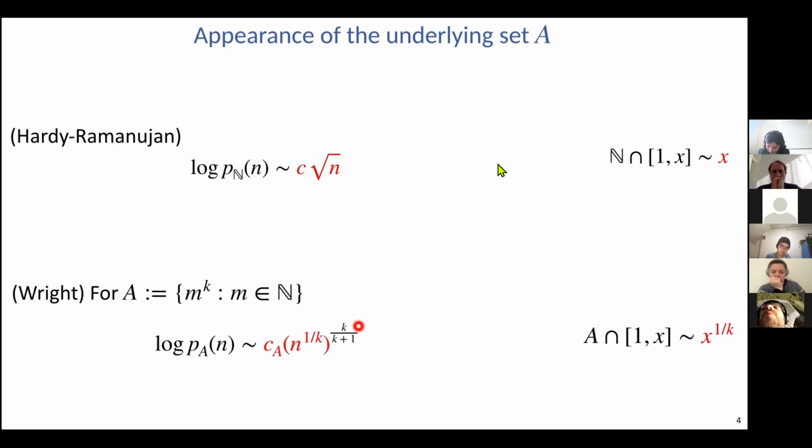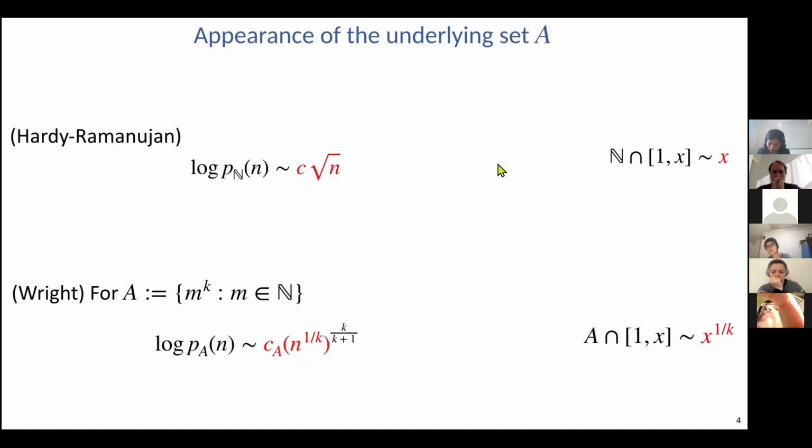For now, don't care about the k over k plus 1 power. And if you see that, then you very quickly notice that this is n to the power 1 over k, but that's the same as the number of parts that you have in your set up to x, right? So up to x, how many kth powers are there? x to the power 1 over k. So this is very closely related to that.